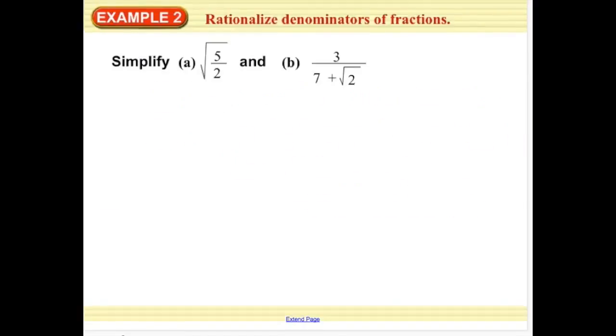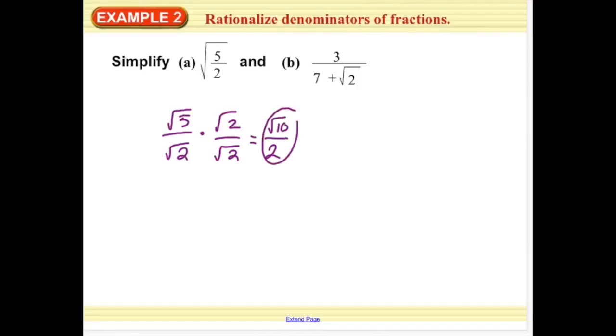Example 2 says simplify radical 5 over 2. So all we need to do is separate that into radical 5 over radical 2. And we do not want any radicals in the denominator, so we're going to multiply by radical 2 over 2, which is really just 1. And that's going to equal 2 in my denominator and radical 10 in my numerator.